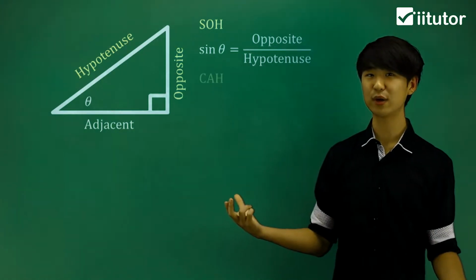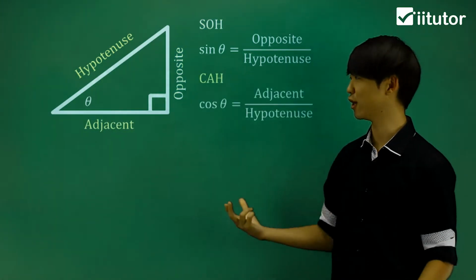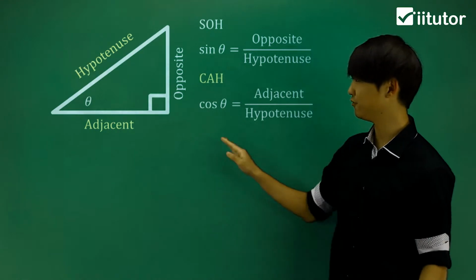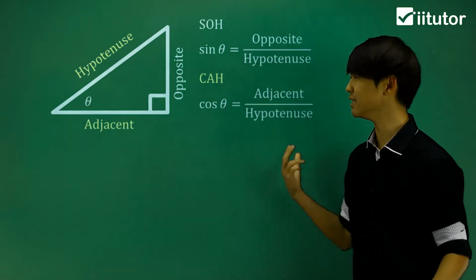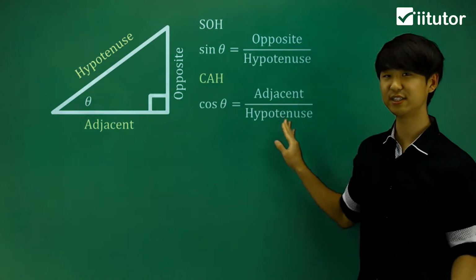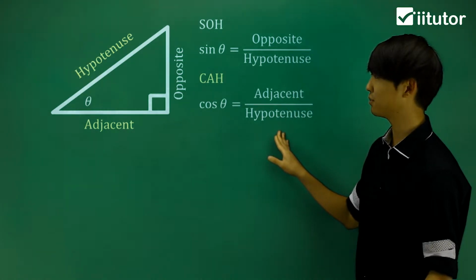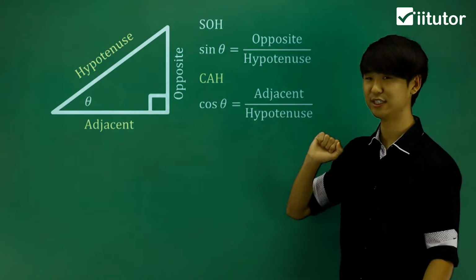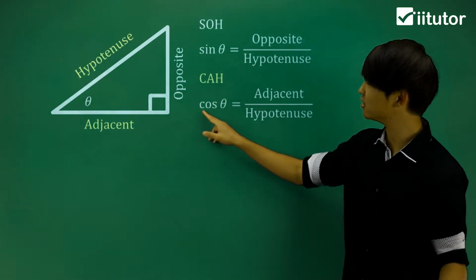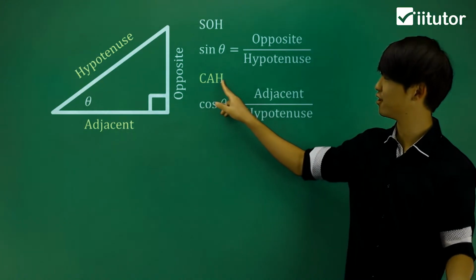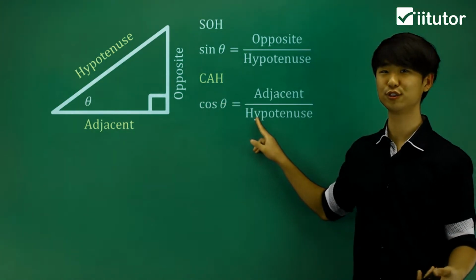Now the next ratio we're going to introduce is called cosine, which we can abbreviate to cos. Cos theta, so cos of that angle, is given by the ratio adjacent over hypotenuse, and one way we can memorize that is the word CAH. So C for cos equals A for adjacent over H for hypotenuse.